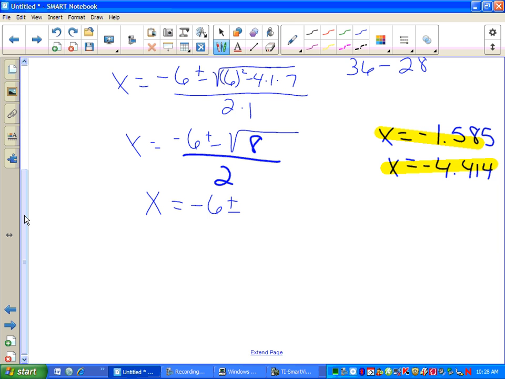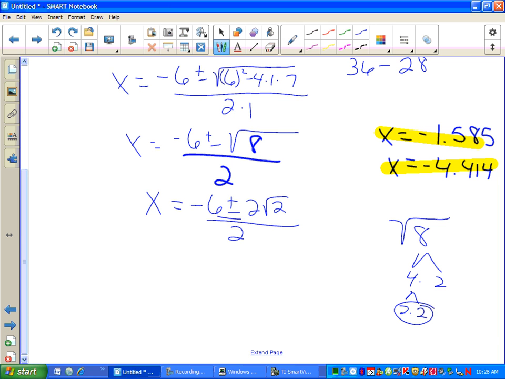Let's come over here. What's the square root of 8? Well, that's 4 times 2, and this is 2 times 2. So this is 2 square roots of 2 over 2. Does this simplify some more? Why, yes, we can reduce that. So we get 2 goes into 6, negative 3, plus and minus 1 square root of 2.